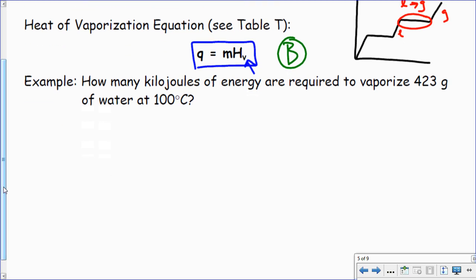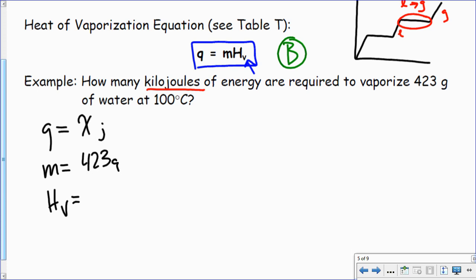How many kilojoules of energy are required to vaporize 423 grams of water at 100 degrees? Remember, kilojoules, so we'll have to divide our final answer by 1,000. So we look for our variables: Q, M, HV this time. Kilojoules are needed, so we don't know Q; we're going to say X joules. We'll convert to kilojoules at the end. 423 grams, that's our mass. And the vaporization constant for water, 2260 joules per gram.